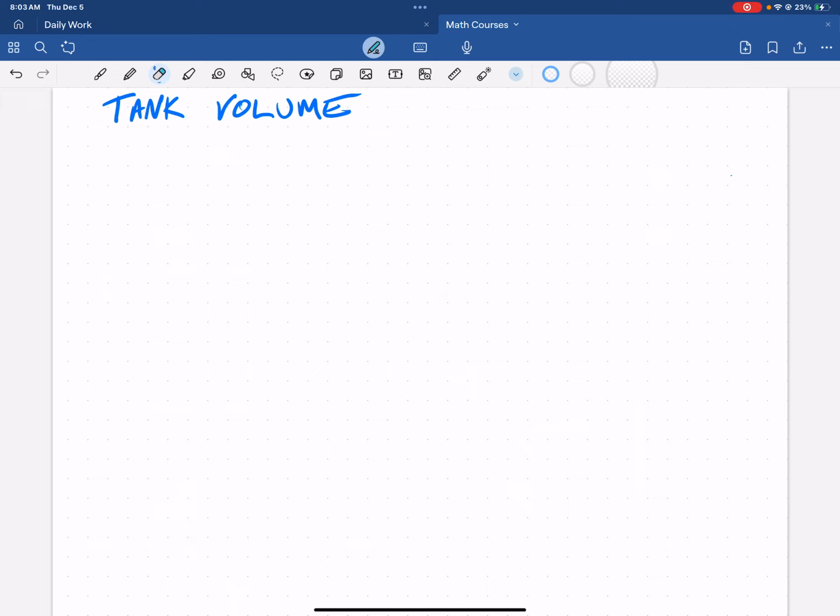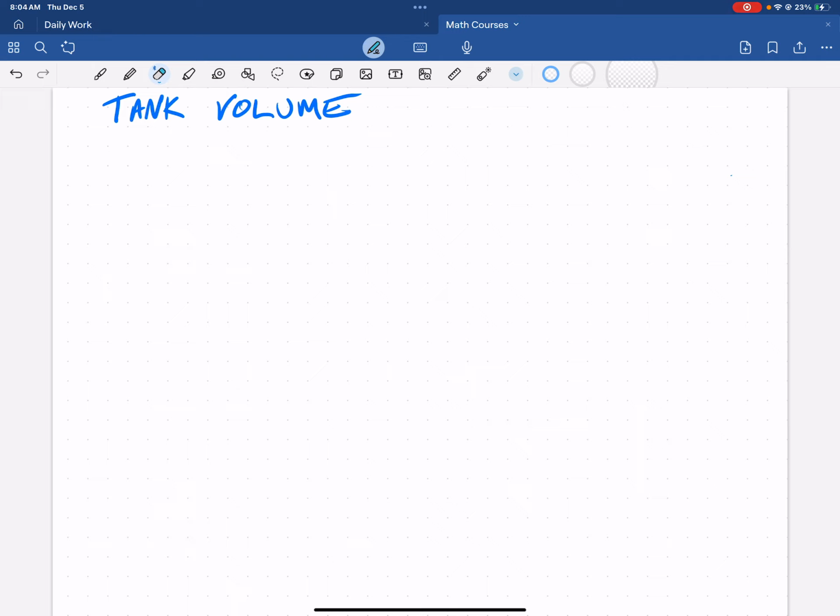So today we're going to talk about tank volume. Specifically, we're going to talk about a circular tank and how to calculate the volume. And we're going to build on these problems in terms of complexity. But today, a relatively simple problem that we're going to look at.